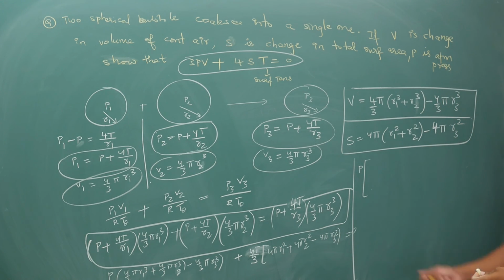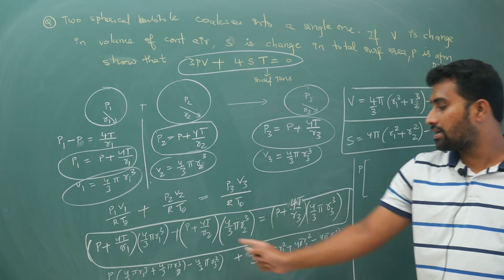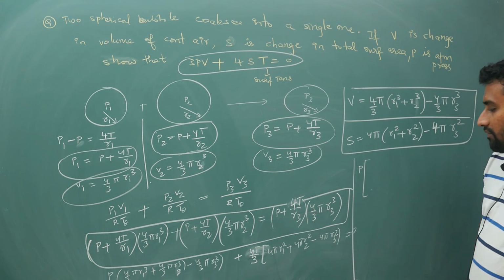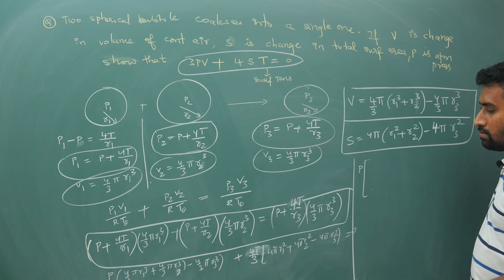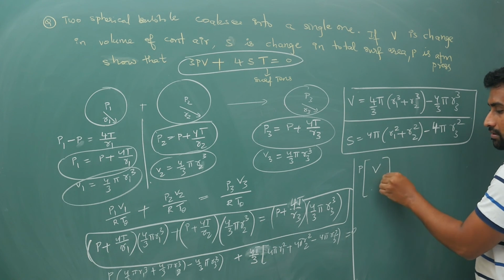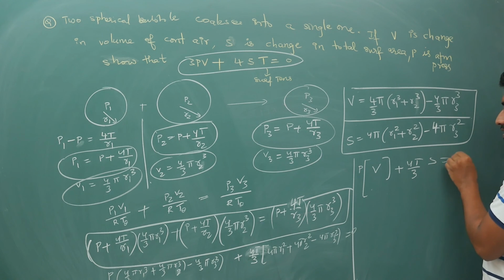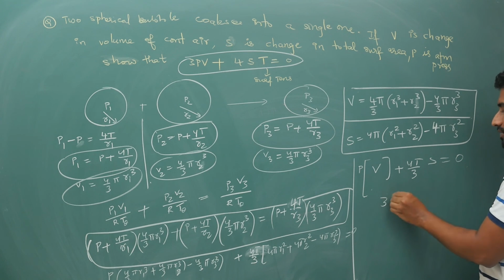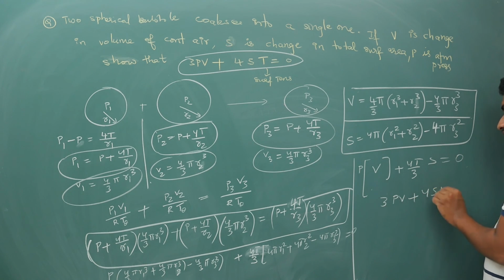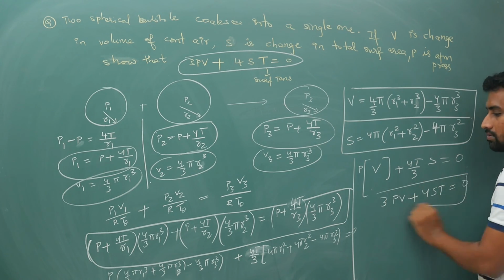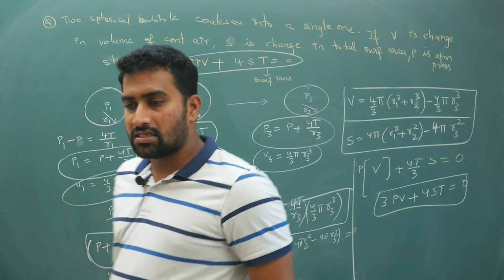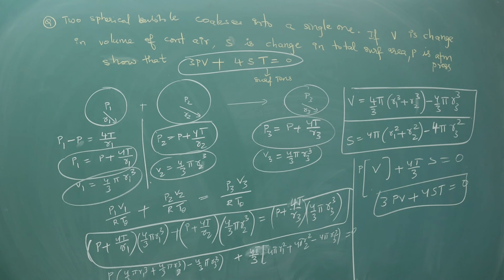You have sent these terms to the other side and taken common. So from here you will get P times V plus 4T by 3 into S is equal to 0. That will give you 3PV plus 4ST is equal to 0. Because this expression is change in volume and pressure. Hope you have understood this and there are no doubts.